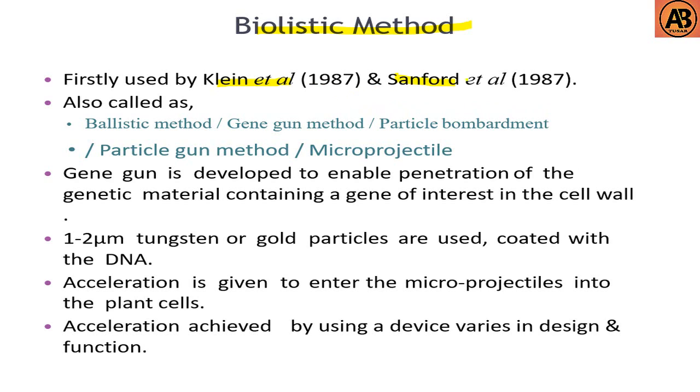1987, Sanford et al. Also called the ballistic method, gene gun method, particle bombardment, particle gun method, microprojectile, etc. The gene gun was developed to enable penetration of the genetic material containing a gene of interest into the cell wall. 1 to 2 micrometer tungsten or gold particles coated with the DNA are used. Acceleration is given to enter the microprojectiles into the plant cells. Acceleration is achieved by using a device that varies in design and function.